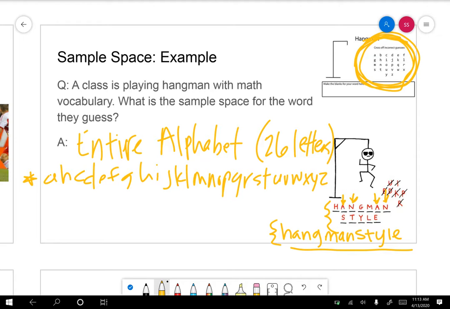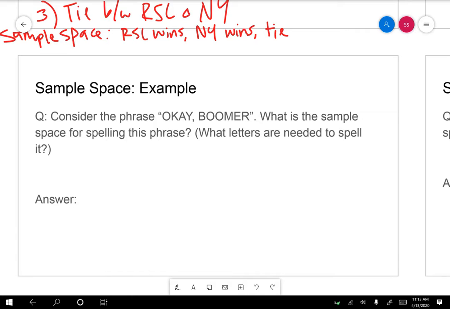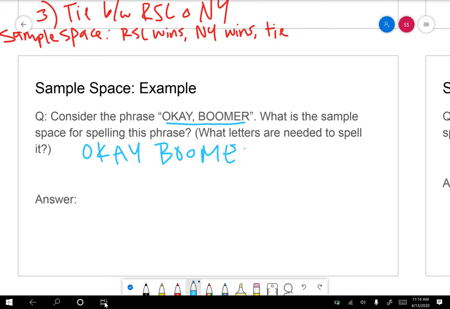Let's go over another example that's similar to this one, but it makes a very important point. Okay, let's consider the phrase, okay, boomer. What is the sample space for spelling this phrase? So now in this case, we're not asking people to guess the phrase, so we're not using all the letters of the alphabet here. We're actually just looking at these specific letters. Okay, but the really important thing here is what letters are needed to spell it.